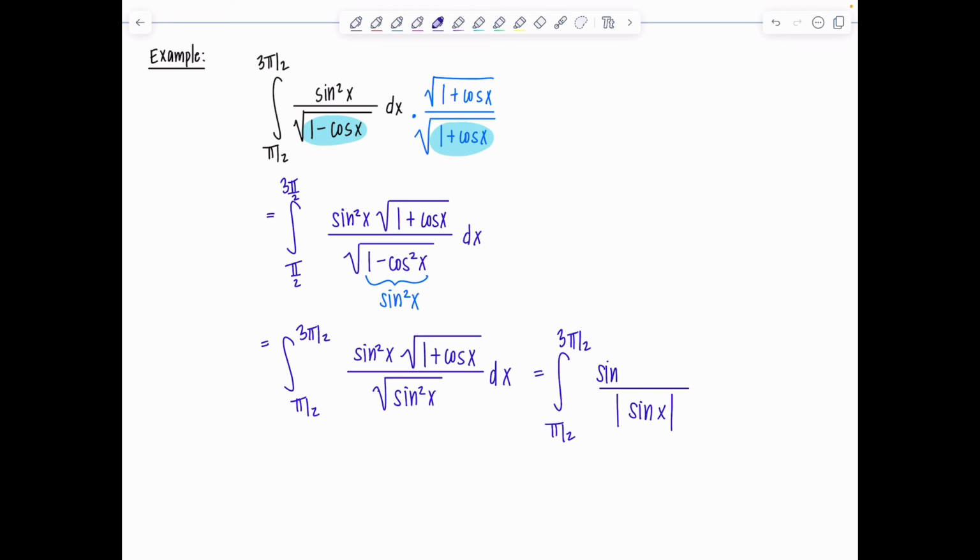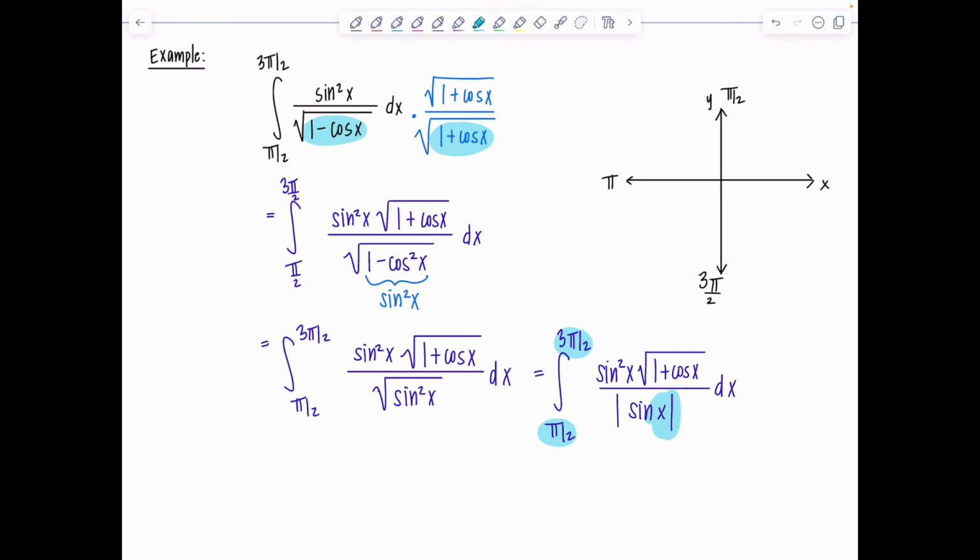Okay. So we still have sine squared x here. And then we have rad 1 plus cosine x dx here. All right, very good. Now, how do we proceed from here? Well, you're going to look at the limits of integration. It's from pi over 2 to 3 pi over 2. Okay, let me just draw this out. We don't need the unit circle. We got it. Here's pi over 2. Here's pi. Here's 3 pi over 2.